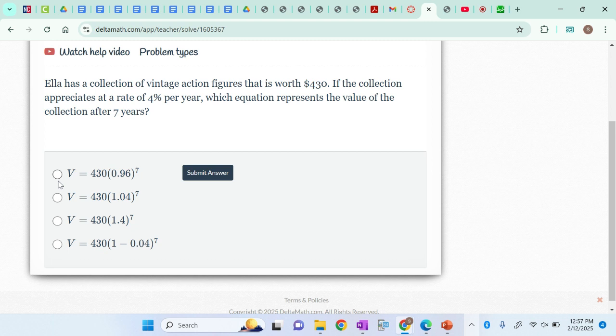And then all they did was simplify that. So this would be y equals 430 times 1.04 raised to the 7th. And that's how they got this. The biggest takeaway is these 2 formulas right here. You will see them again. That's the biggest takeaway here.